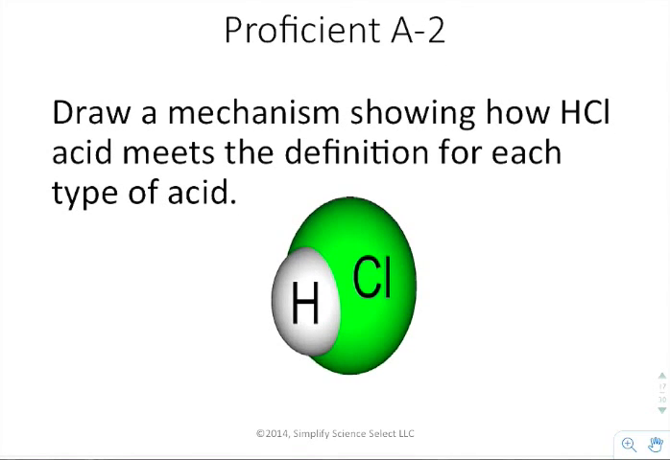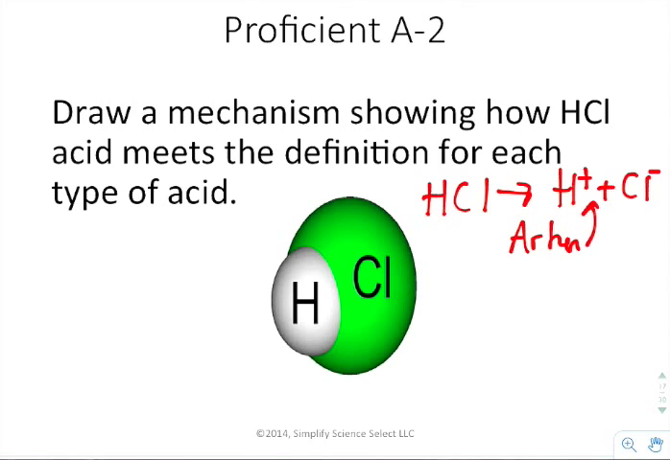So now it says draw mechanisms showing how HCl meets the definition of each of the acids. So the first one is easy. We already kind of did a little bit. You have HCl is going to go to H plus plus Cl minus. That right there is showing the Arrhenius definition. Okay, so you're producing this proton, this free proton in water.